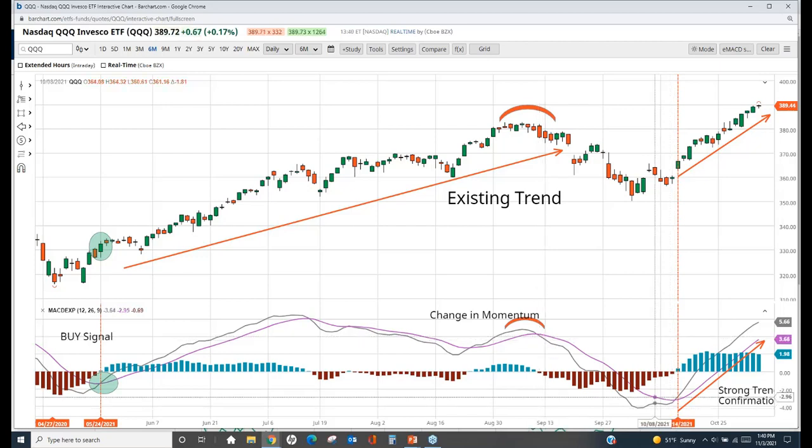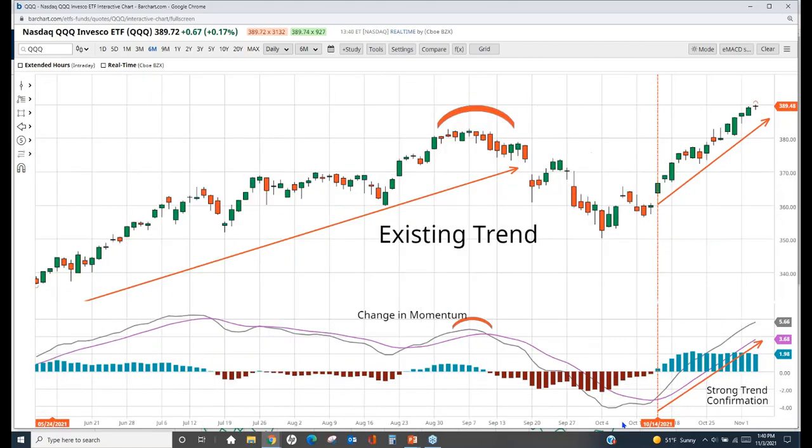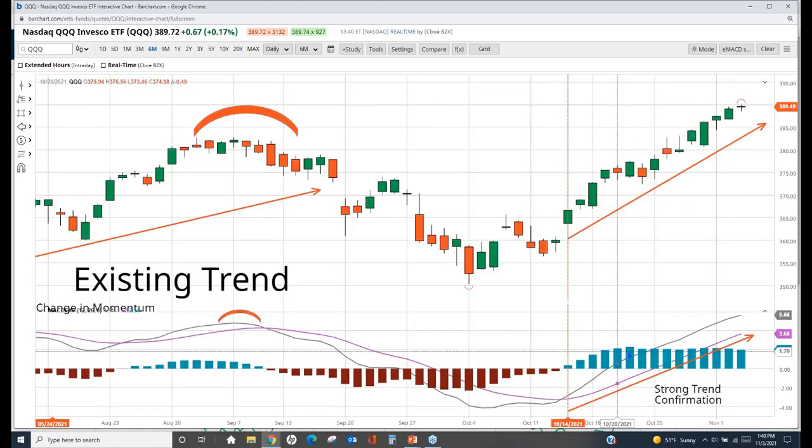Now, our trend falls, our price falls. We get the MACD crossover. Price reverses. And now our trend is strengthening. Our histograms are getting wide, right? And our price action is going higher.